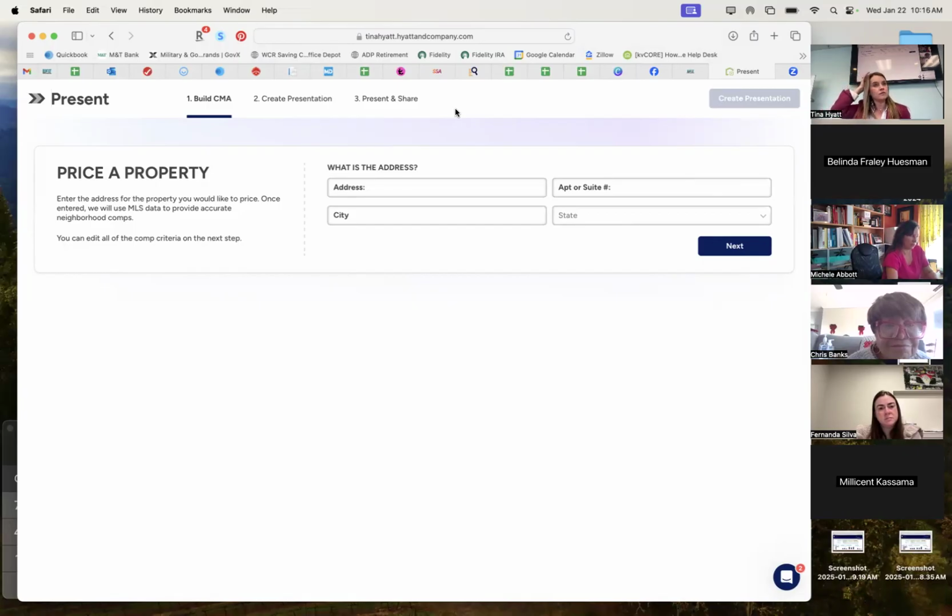So if you guys remember the old way we used to do CMA, or a lot of us are still doing them this way, it's not the old way, but the other way to do the CMA is you go into Bright MLS, you pull all your data, you do a CMA and build your CMA in MLS, and then you print it out maybe, or save it as a PDF, however you present. And then you take it in as a separate chunk of data, right? You take it in as a separate presentation.